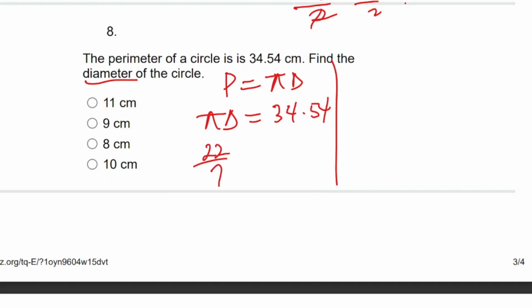I hope I'm with you. So pi d equals 34.54. What we are going to do now is cross multiply here. So that will give us 22d equals 7 times 34.54. 7 times 34.54.